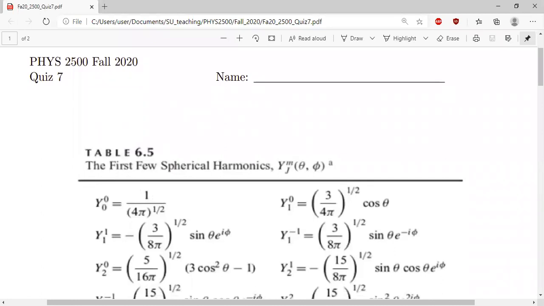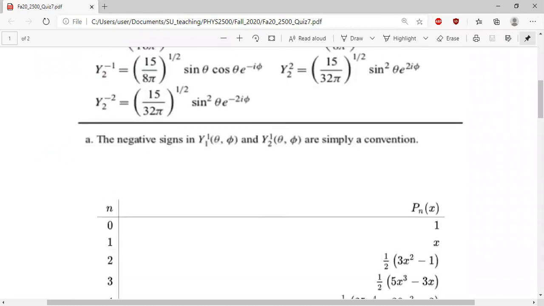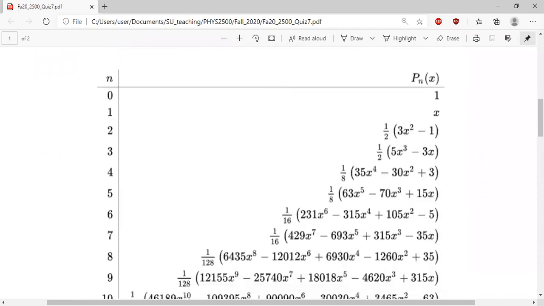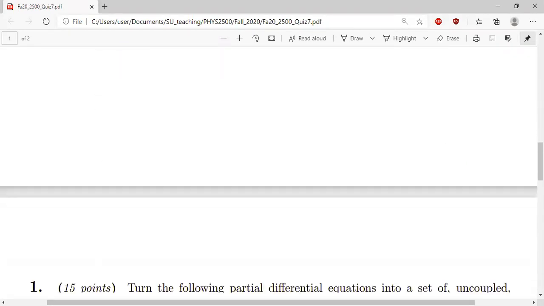So we have our final quiz of the quarter, quiz 7, and the cover sheet, as it were, was a pile of spherical harmonics, so Y_lm, up to as many as you may or may not have needed. Spoiler alert, you needed them. And then a table of Legendre polynomials. And for brevity, and in general, the Legendre polynomials are called P_n or P_l of x, even though we usually see them with a cosine instead of an x.